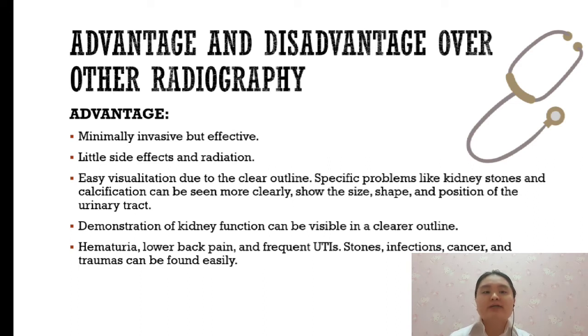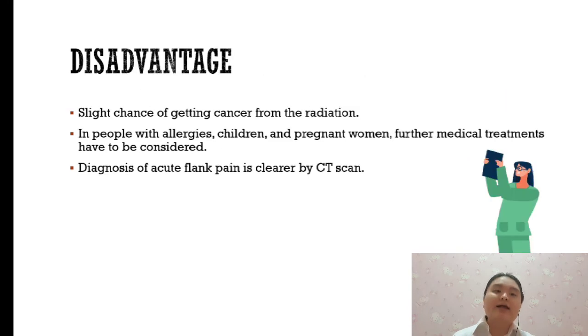Moreover, for specific problems like kidney stones and calcification, they can be seen more clearly, and it shows the size, shape, and position of the urinary tract. Fourth, the demonstration of kidney function can be visible in a clearer outline. And lastly, with hematuria, lower back pain, and frequent UTI, stone, infection, cancer, and trauma can be found more easily. Next, I will explain about the disadvantages.